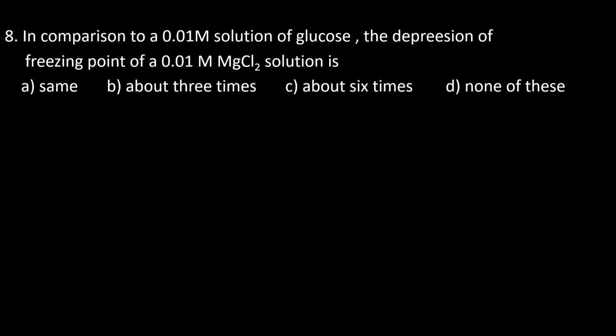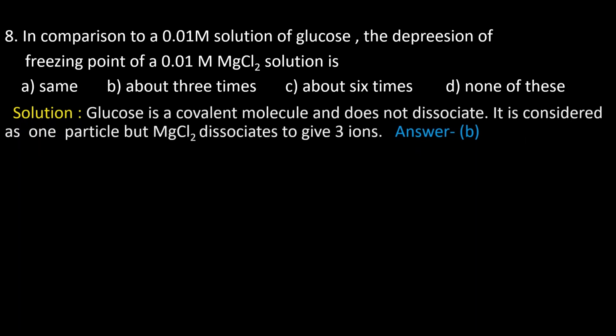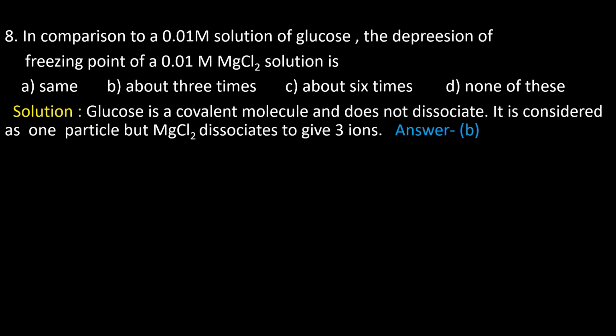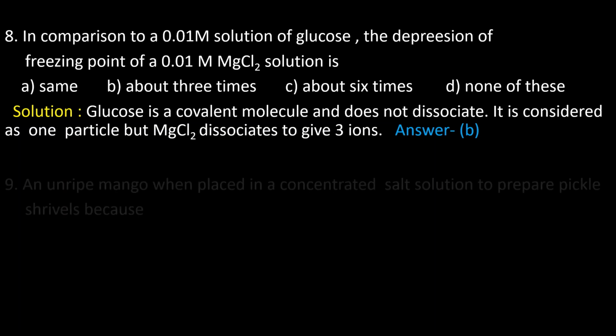There is one magnesium ion and two chloride ions, and both these solutions have the same concentration. So the only difference is that the glucose molecule is one particle, it will not dissociate, and magnesium chloride is an ionic compound and it dissociates. So the number of particles produced by magnesium chloride is 3, whereas the number of particles produced by glucose is only 1. So the depression of freezing point of the 0.01m magnesium chloride solution is about 3 times. So the correct answer is option B, about 3 times.